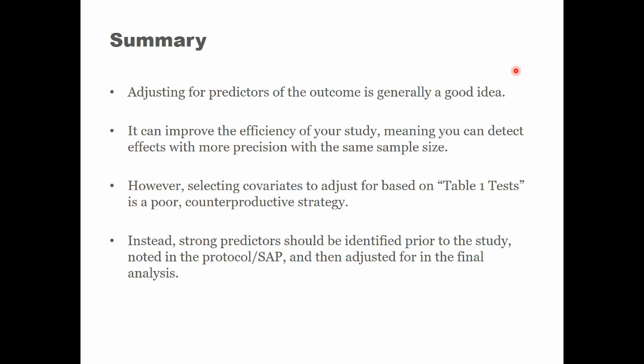But things that you can measure at baseline before randomization, things you know are going to be strongly predictive of the outcome: if you can measure those things, get them into your protocol, and then adjust for them, that is the best strategy for how to deal with covariate information and improve your study.